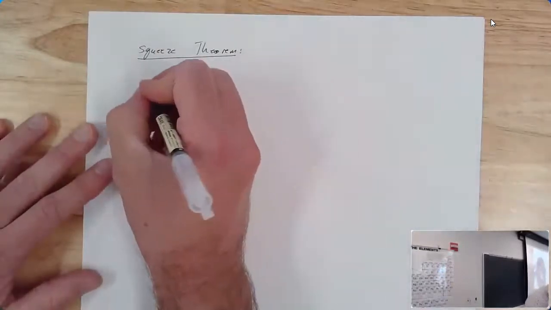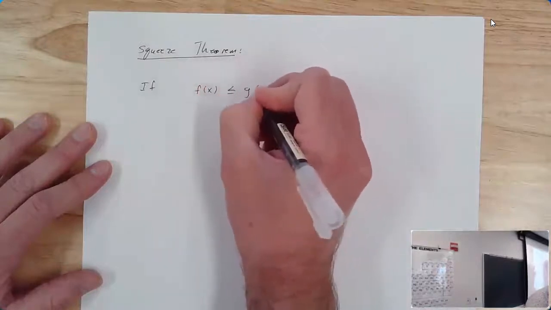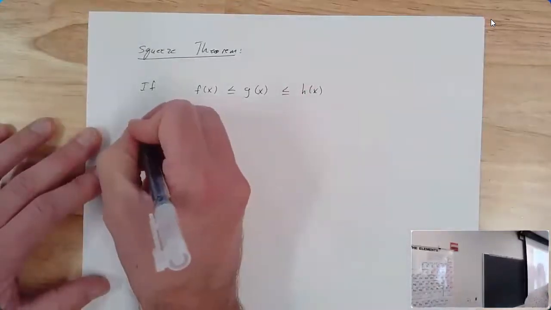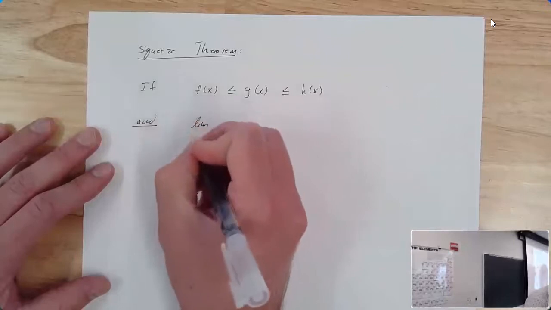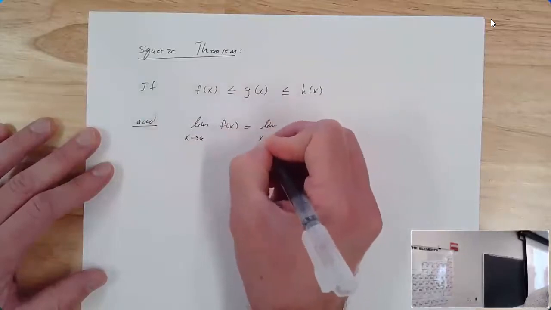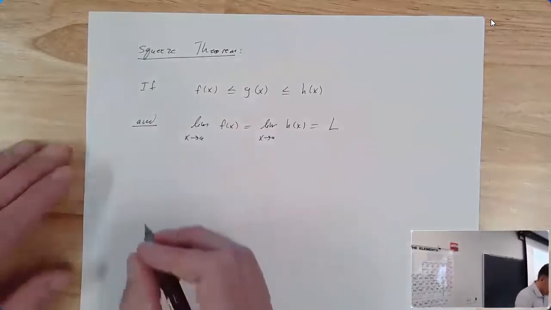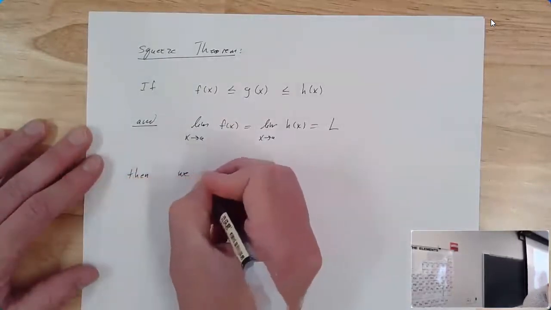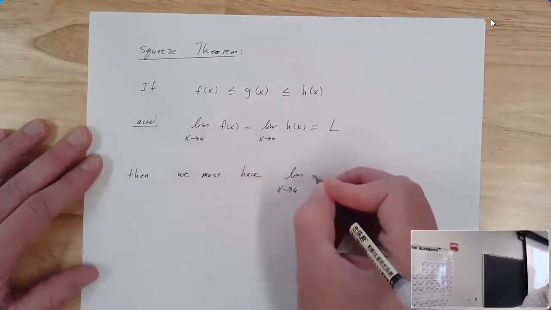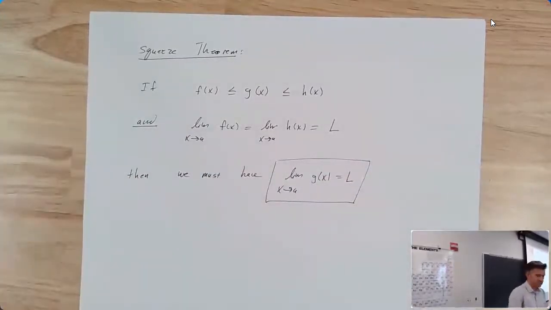If you have that f of x is less than or equal to g of x is less than or equal to h of x, and the limit as x approaches a of f of x is equal to the limit as x approaches a of h of x, which is some limit value, then we must have the limit as x approaches a of g of x is also equal to that limiting value. That's the whole squeeze theorem.